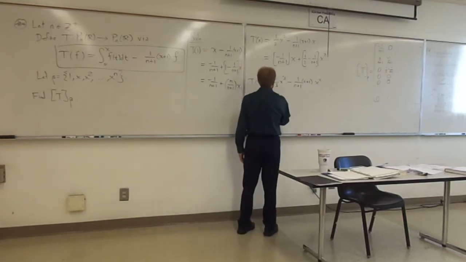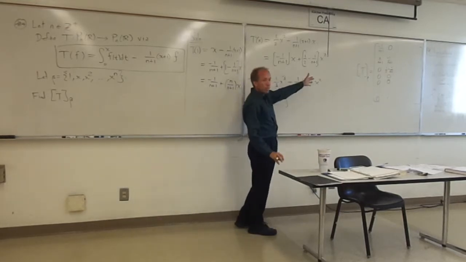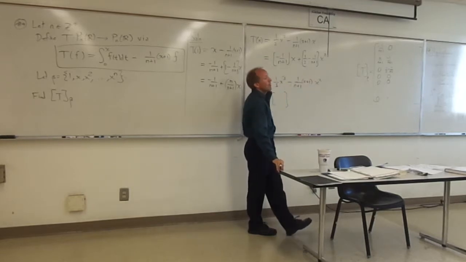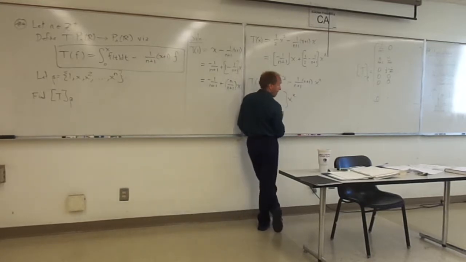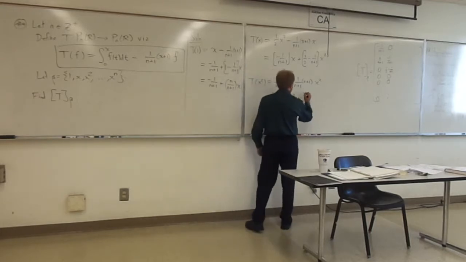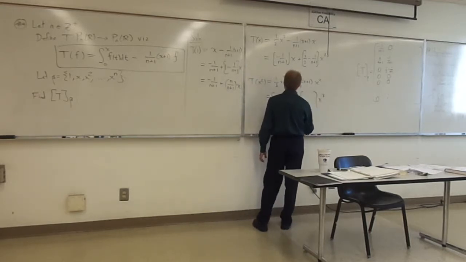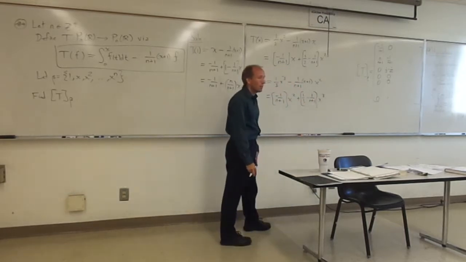And I need to rewrite this. Now, is there a constant term here? No. Is there an x term here? No. What is the x squared coefficient? Negative 1 over n plus 1. Perfect. Negative 1 over n plus 1. Good. And then what is the x cubed coefficient? 1/3 minus 1 over n plus 1. Now we're getting it. Exactly. So it looks just like that.